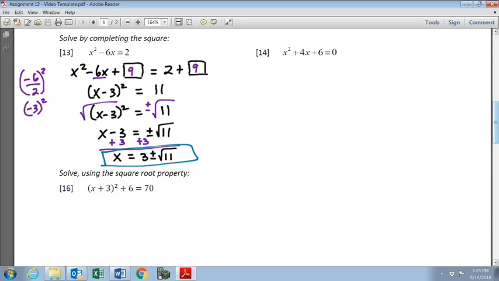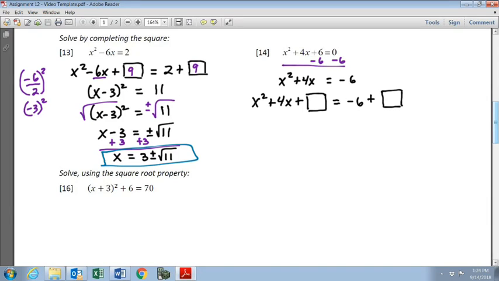All right, let's look at number 14. So notice this time we don't have just the x squared and the x term by itself. We need to get rid of that plus 6. So let's go ahead and do that by subtracting 6 on both sides. So now it's in the form we need, and we're ready to complete the square.